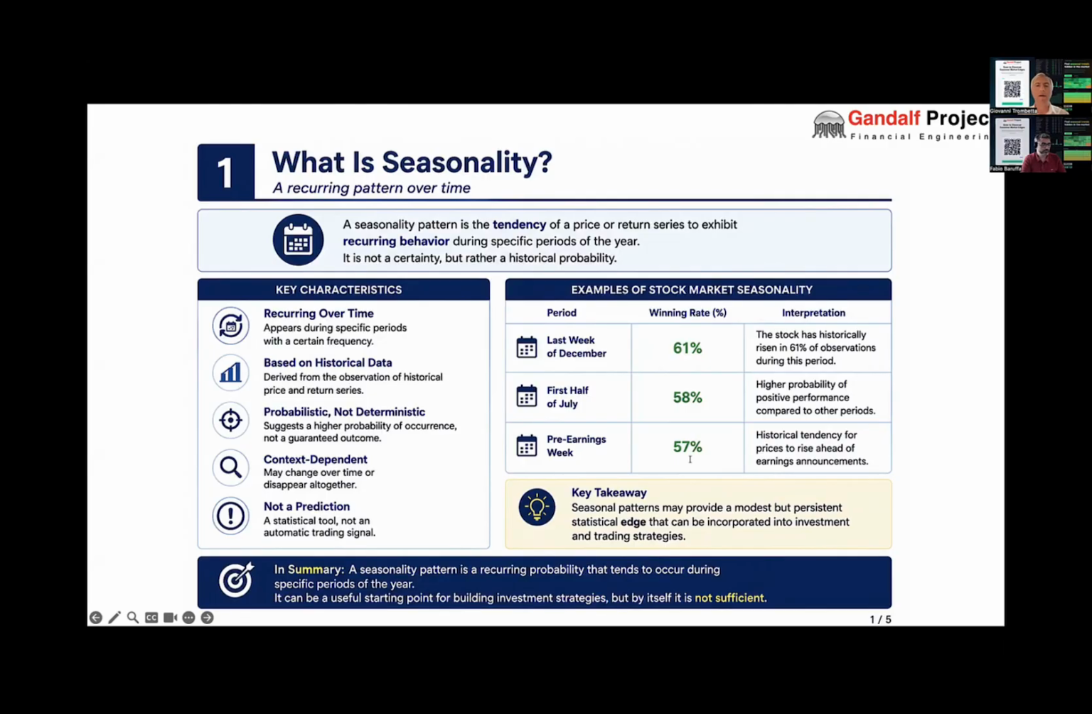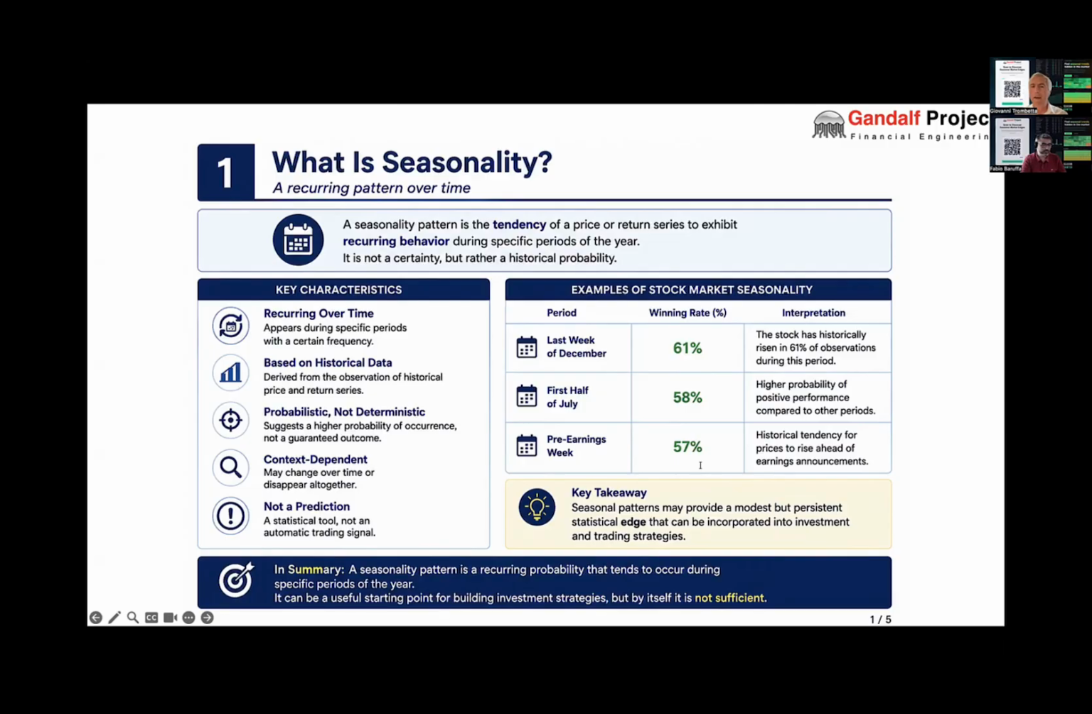These patterns are derived entirely from historical observations. However, markets evolve, so seasonality can weaken, even disappear, or reverse over time. We will see some examples. This is why seasonality should be viewed as a statistical input rather than a standalone trading signal.